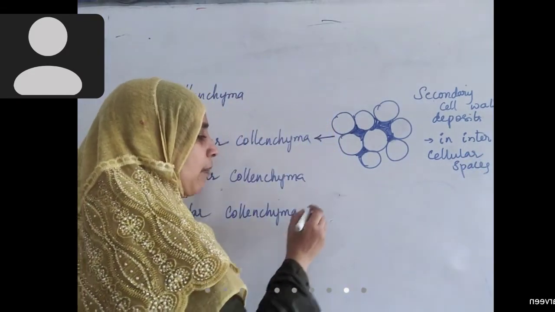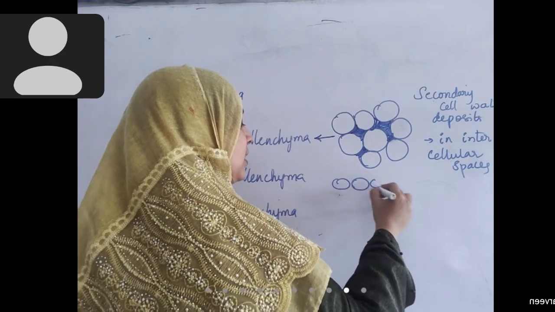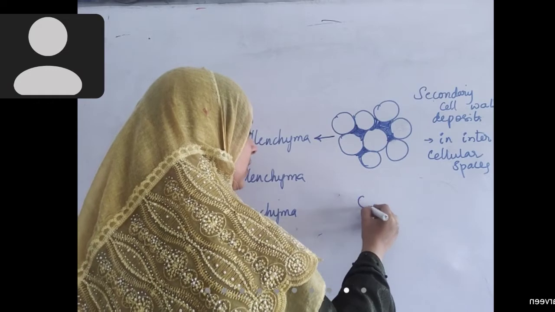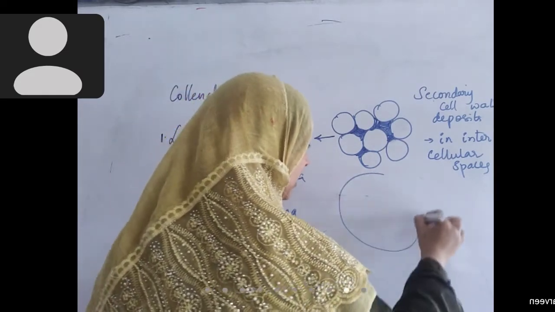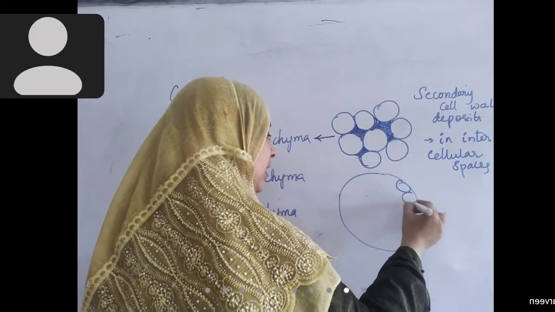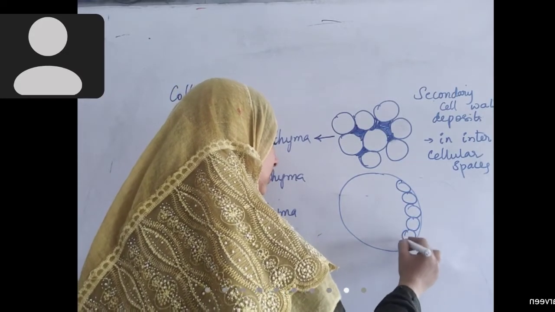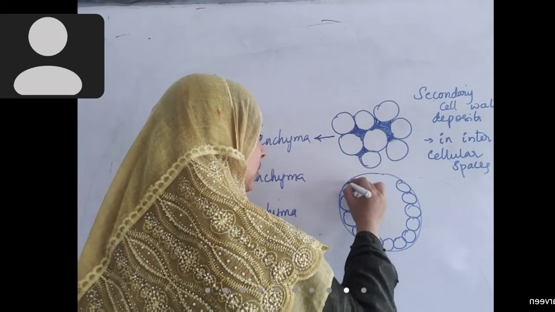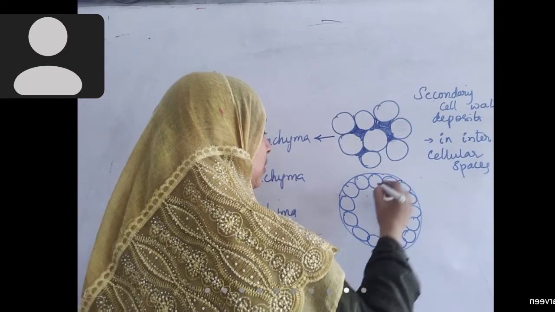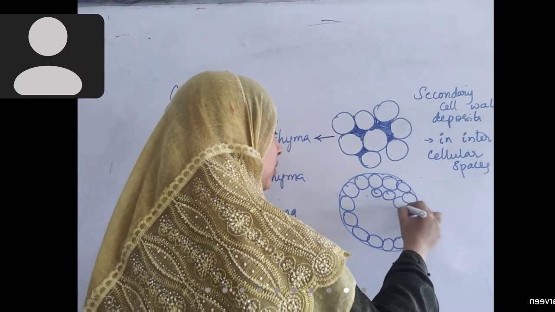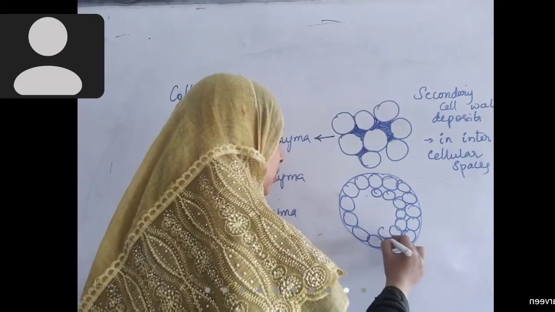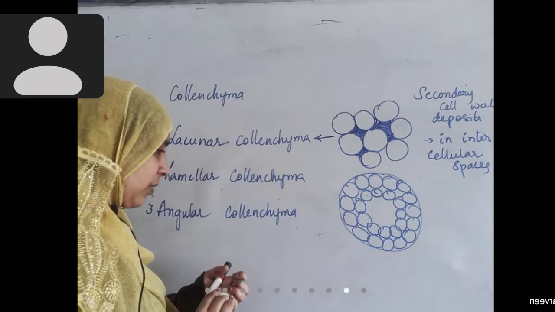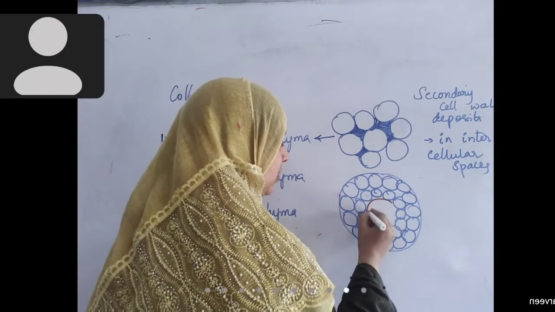Second one, lamellar. When the cells are arranged like this, okay, I'll say this is the center of the stem. We'll take the stem like this, and the cells are arranged like this, row after next row. So in between, xylem and phloem is there. Here xylem and phloem is there.